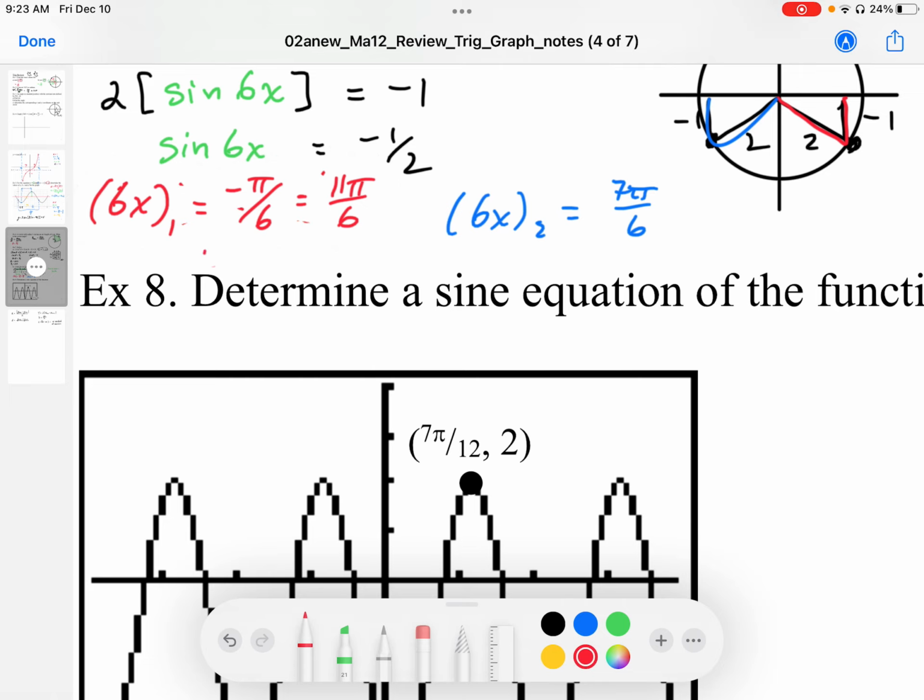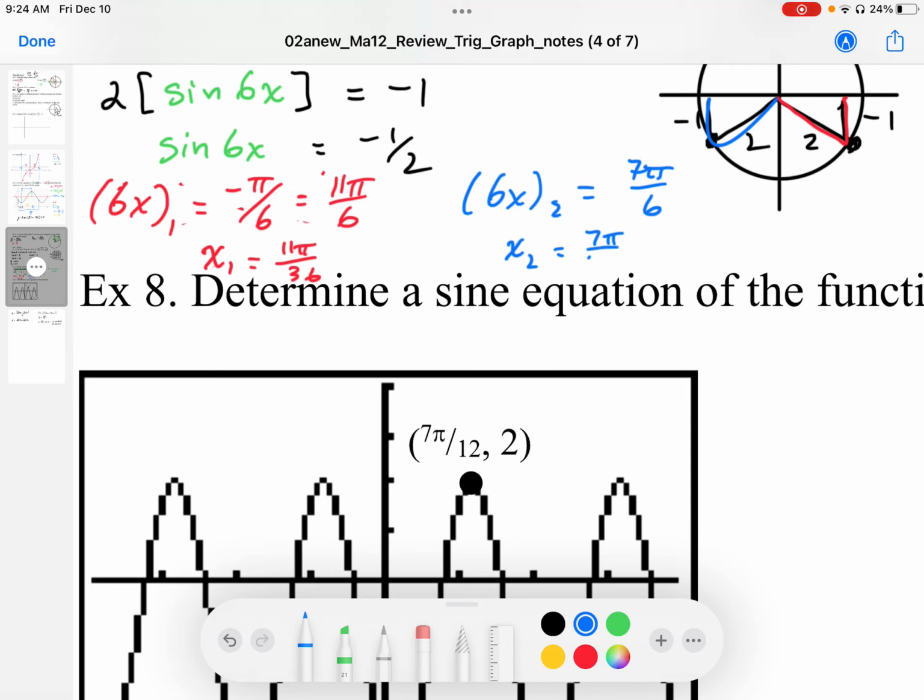Okay, so if I solve for this x here, I'm going to end up with 11 pi over 36. When I need to divide both sides by 6, I'm going to do the same thing over here. I need to actually still solve for x. So solving for x, I end up with 7 pi over 36. So those are my two solutions. Okay, that's those two solutions in one period.